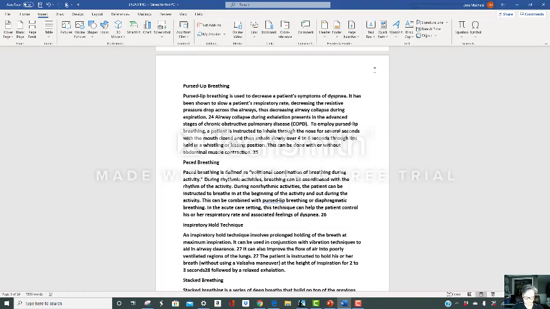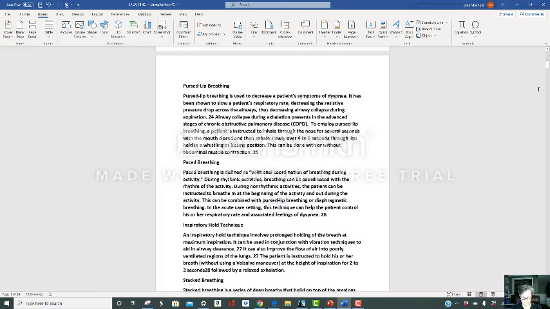Paced breathing. Paced breathing is defined as volitional coordination of breathing during activity. During rhythmic activities, breathing can be coordinated with the rhythm of the activity. During non-rhythmic activities, the patient can be instructed to breathe in at the beginning of the activity and out during the activity. This can be combined with pursed lip breathing or diaphragmatic breathing. In the acute care setting, this technique can help the patient control his or her respiratory rate and associated feelings of dyspnea.